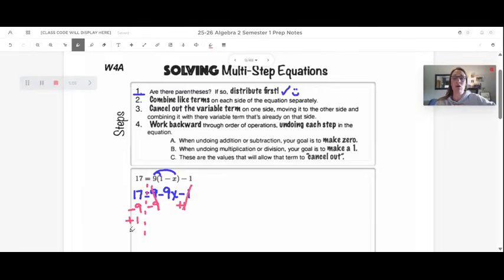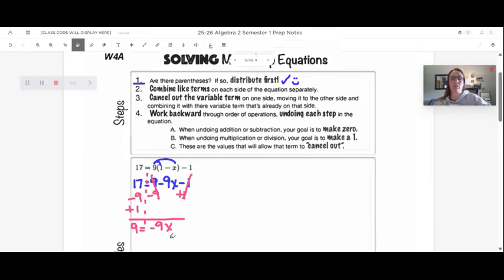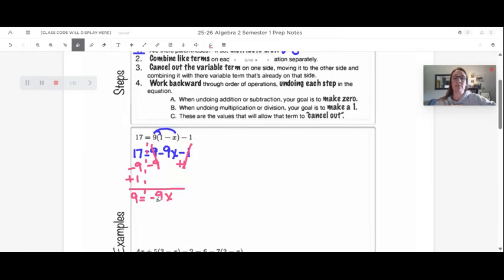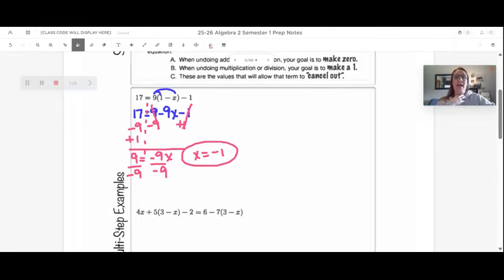So when we do all of that adding, we get 9 equals negative 9x. And if we are going to solve for x, we're going to divide both sides by negative 9. And so my x is equal to negative 1. Okay, now that is the nice, basic, easy kind.